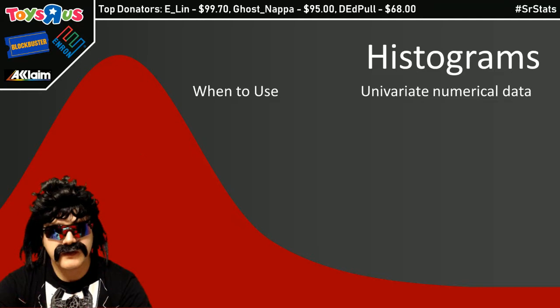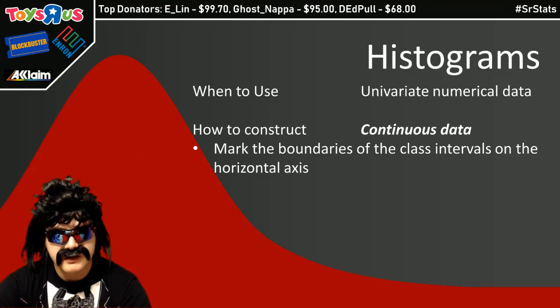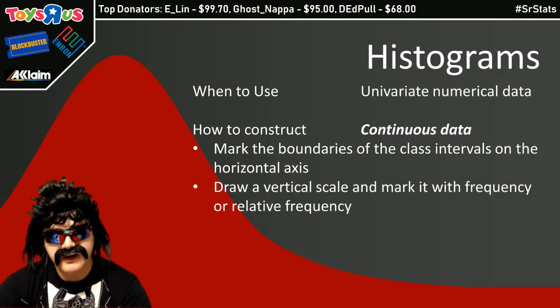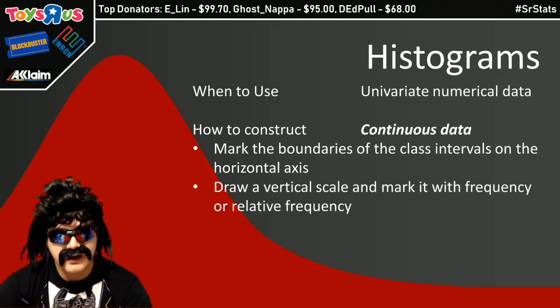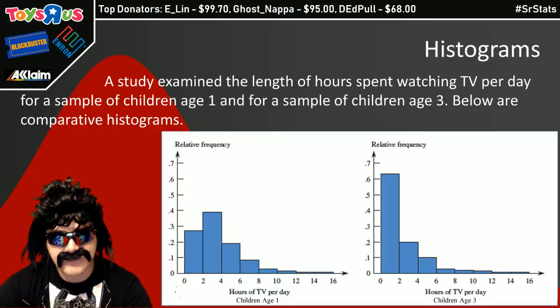So now we're going to talk about histograms with continuous data. Again, we're going to mark the boundaries of the class intervals on the horizontal axis. Draw a vertical scale and mark it with frequency or relative frequency. Draw a rectangle directly above each class interval with height corresponding to its frequency or relative frequency.